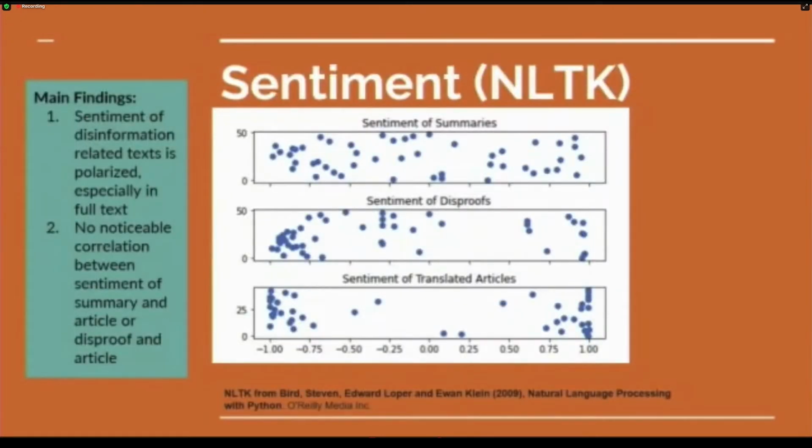First, these are the results from the sentiment analysis using Natural Language Toolkit in Python, or NLTK. As you can see, the summaries and disproofs have some neutral sentiment. However, the translated full articles are extremely polar. This finding agrees with some current analysis of disinformation that argues that most disinformation is highly polarizing.